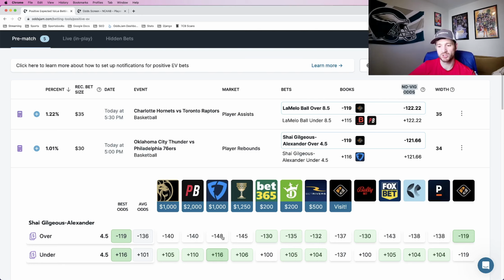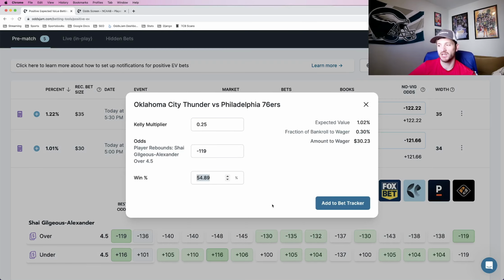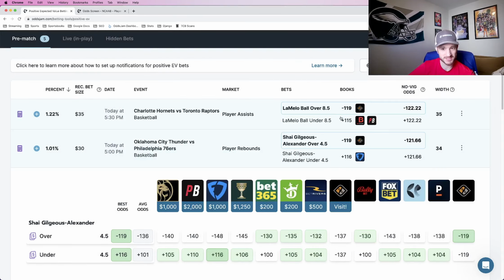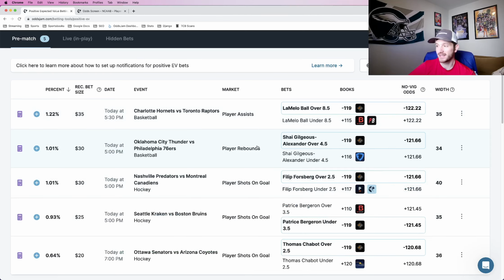Again, the sportsbooks are telling you SGA has just below a 55% chance of going over his player prop, or over 4.5 rebounds. He's got a 54.89% chance of going over 4.5 rebounds. We are not paying any extra juice for this because we are adding it to a PrizePicks entry, making this a profitable play. That's play number two.